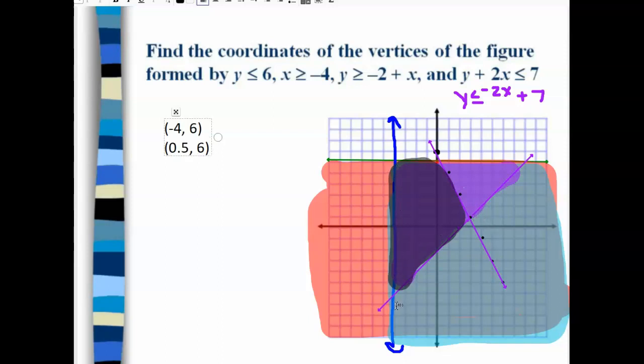And then over here, the next easiest point is to look at where the blue, or the negative 4, intersects the other equation, y greater than or equal to x plus negative 2. And again, it appears they intersect at negative 4, negative 6. And you could check that by plugging negative 4 into the equation. So negative 2 and negative 4 give negative 6.